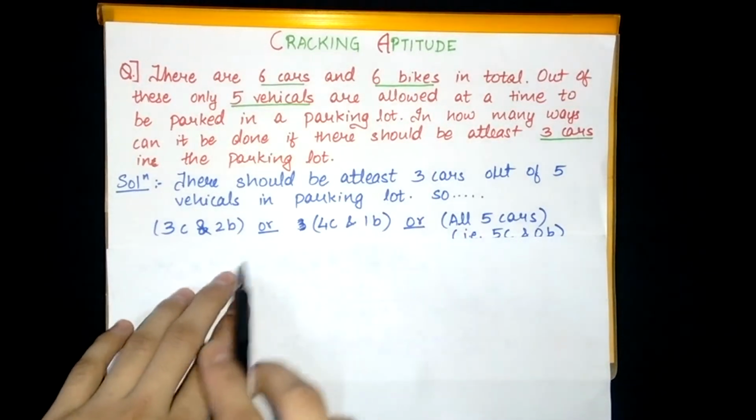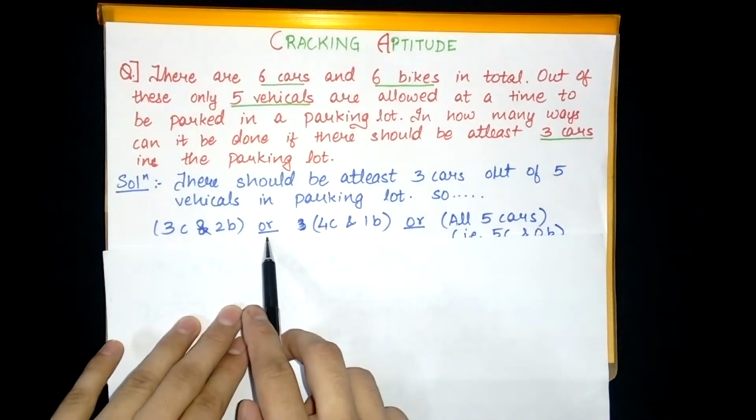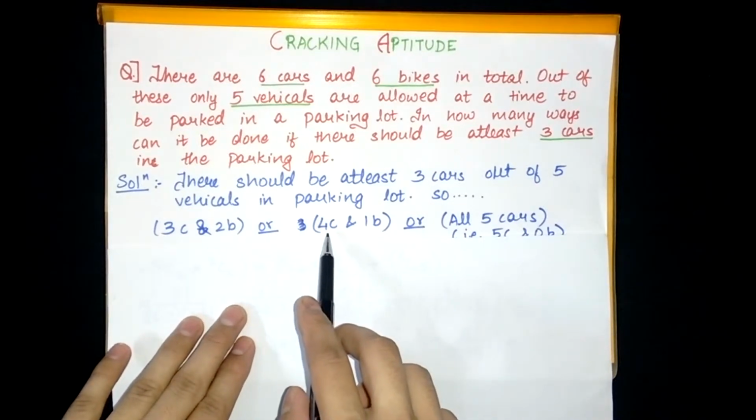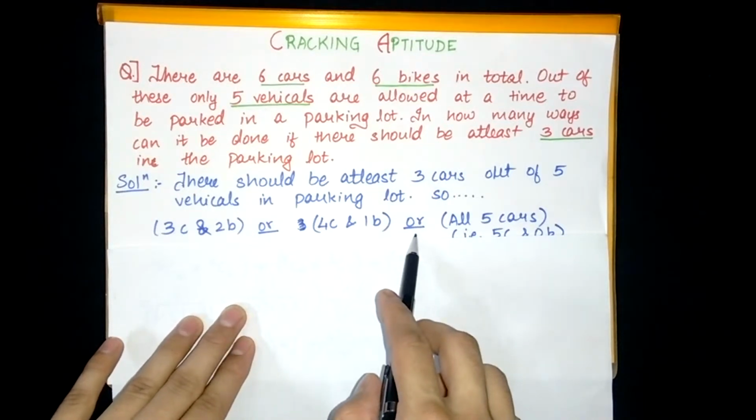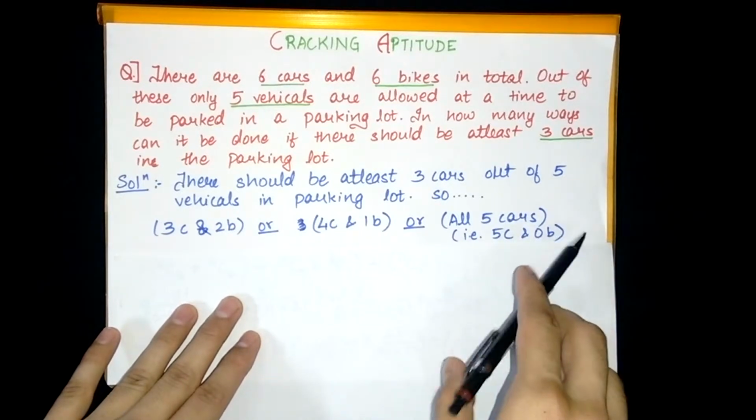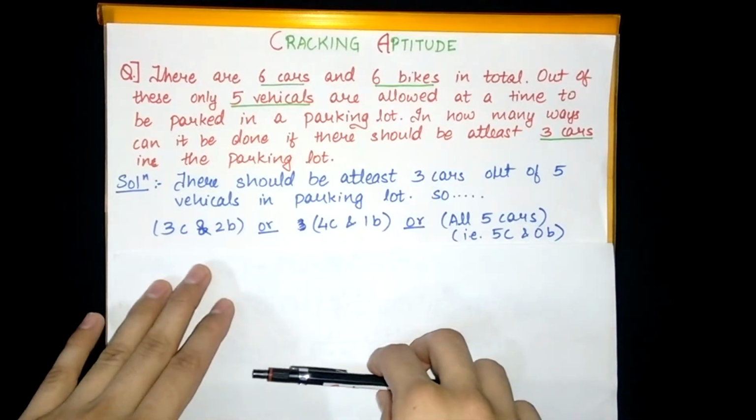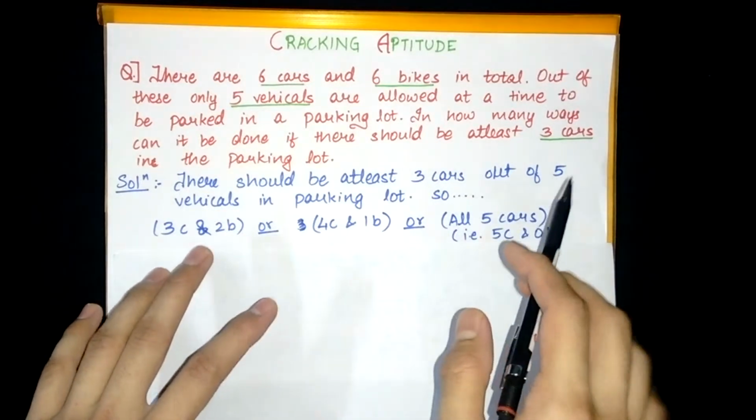So according to the given condition, there can be 3 cars and 2 bikes, or there can be another set that contains 4 cars and 1 bike, or there can be all 5 cars, that is 5 cars and 0 bikes. So in all these 3 different combinations, there are at least 3 cars.